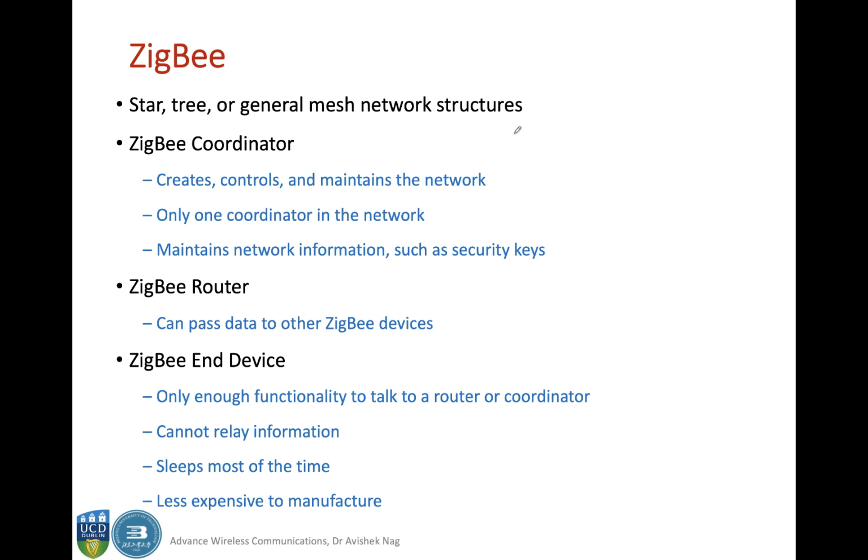Okay, in terms of the actual network architecture, ZigBee can have different types. It can have star, tree or general mesh network architectures. So mesh network is a new architecture that you have not come across so far in all the standards that you have been studying. This is a specialty of ZigBee, and the routing functionality is most important when you have a mesh network. Okay, so that's why the ZigBee network layer adds this routing functionality.